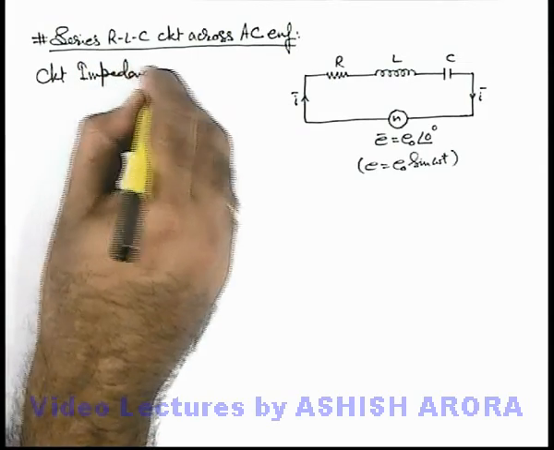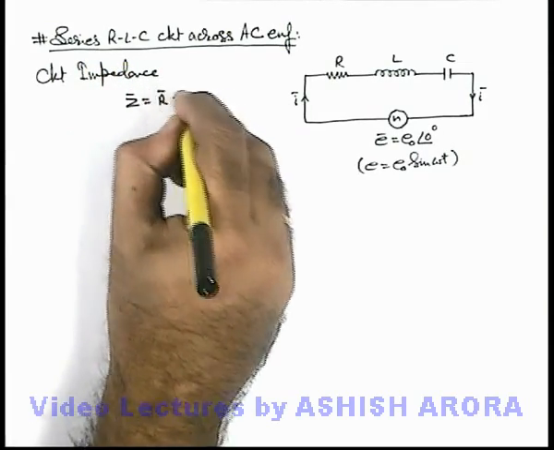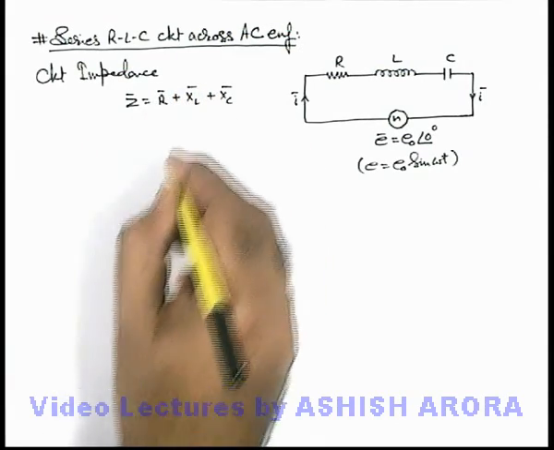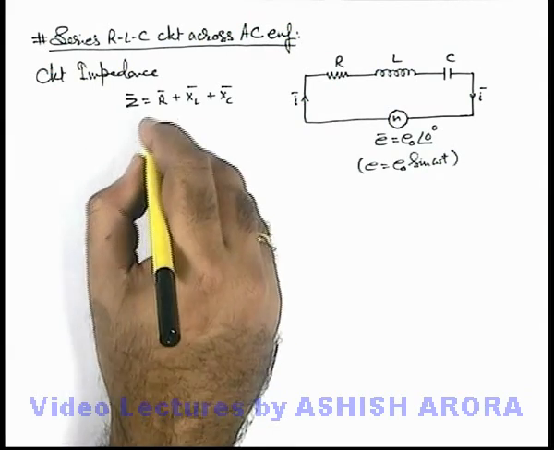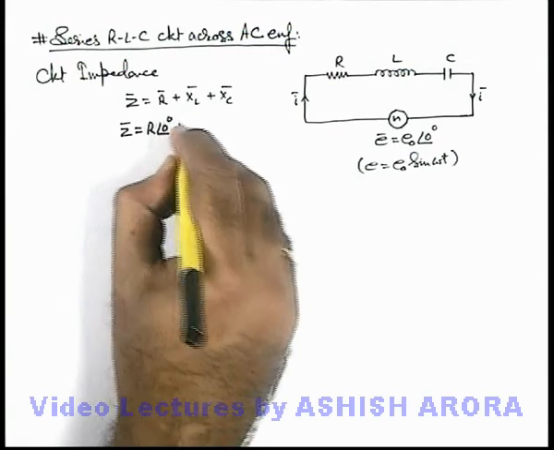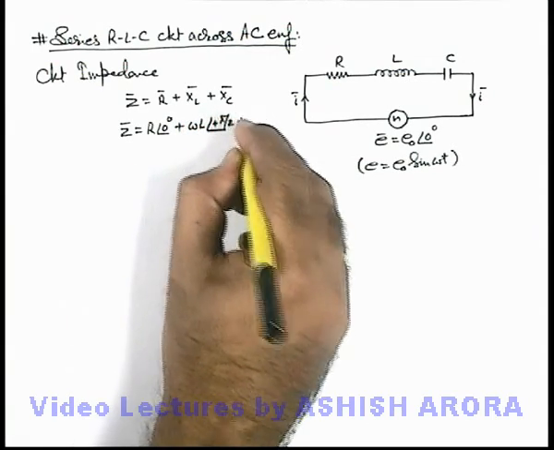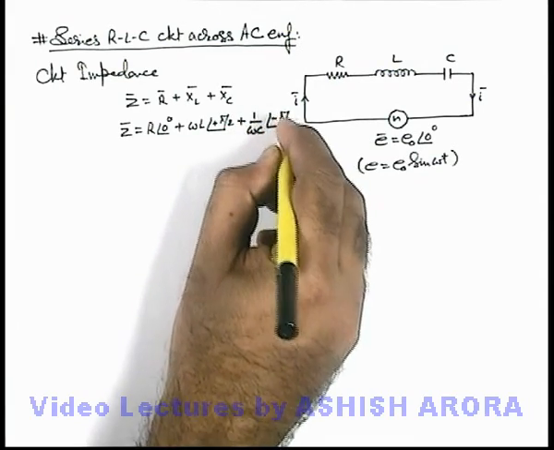And here the circuit impedance phasor Z can be written as R phasor plus XL phasor plus XC phasor. This we need to write. And here the values we already know: Z phasor is R angle 0 degree plus XL, which is omega L angle plus pi by 2, plus XC, which is 1 by omega C angle minus pi by 2.